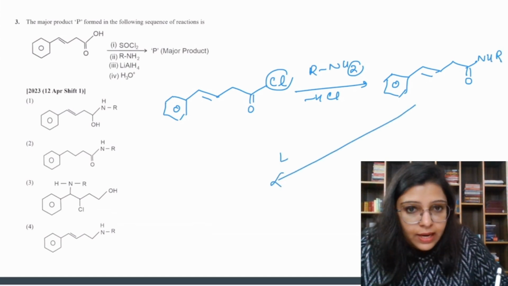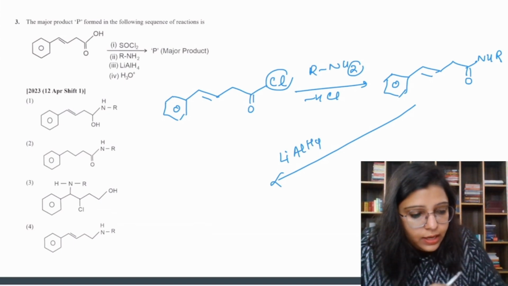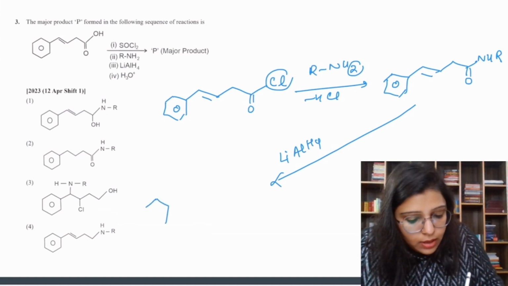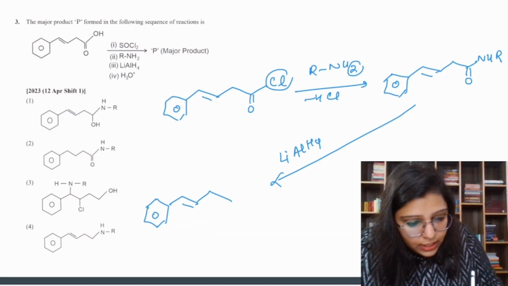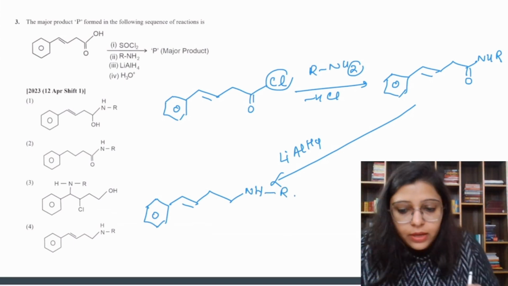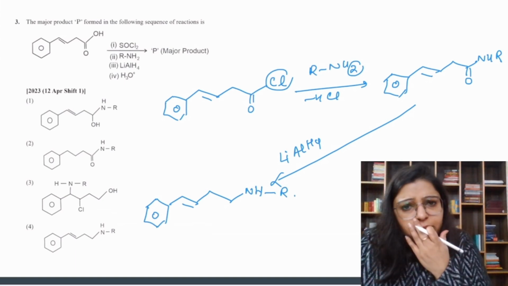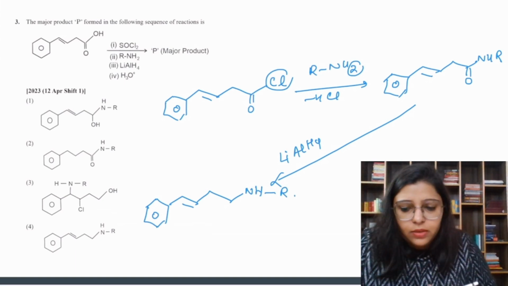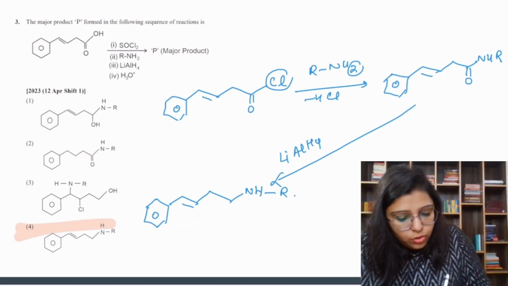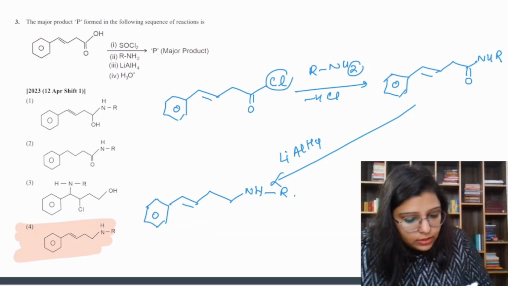Then we have LiAlH4. LiAlH4 reduces amides to amines, so we get CH2NHR. Next, LiAlH4 then H2O positive, so we get the same thing. So the fourth option is going to be the correct answer.